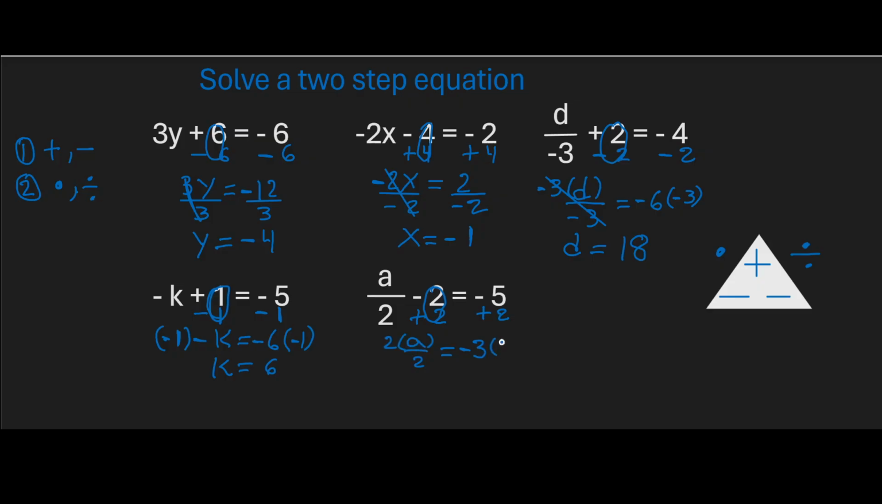Whatever you do to one side, you do it to the other side, right? Multiply by 2. Now 2 divided by 2, you get 1. 1 times a, you're going to get a equals. On the other side, multiply the two signs, negative times a positive. It tells you the answer should be negative. And now multiply the two numbers, 3 times 2. The answer should be 6. Now we say a equals negative 6, and that's how we get the answer.